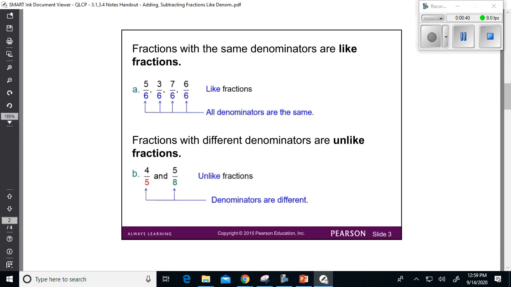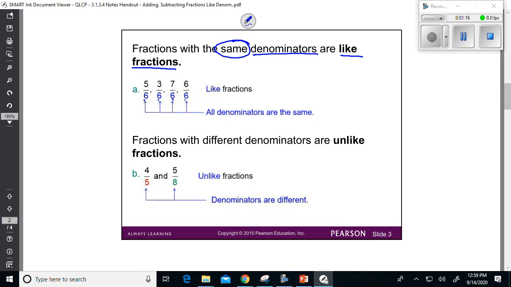So, first thing is what makes like fractions? Like fractions have the same denominator. Now, I don't like the fact that they made all the denominators 6, because I don't like seeing the number 6 in a row like that. But if the denominators are all the same, those are like fractions.